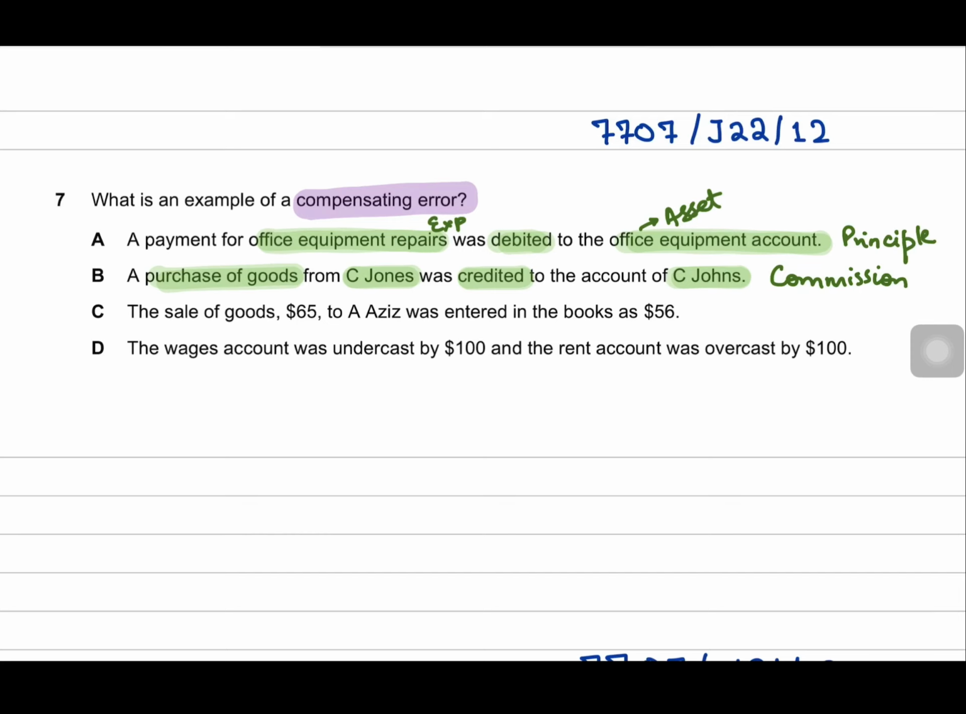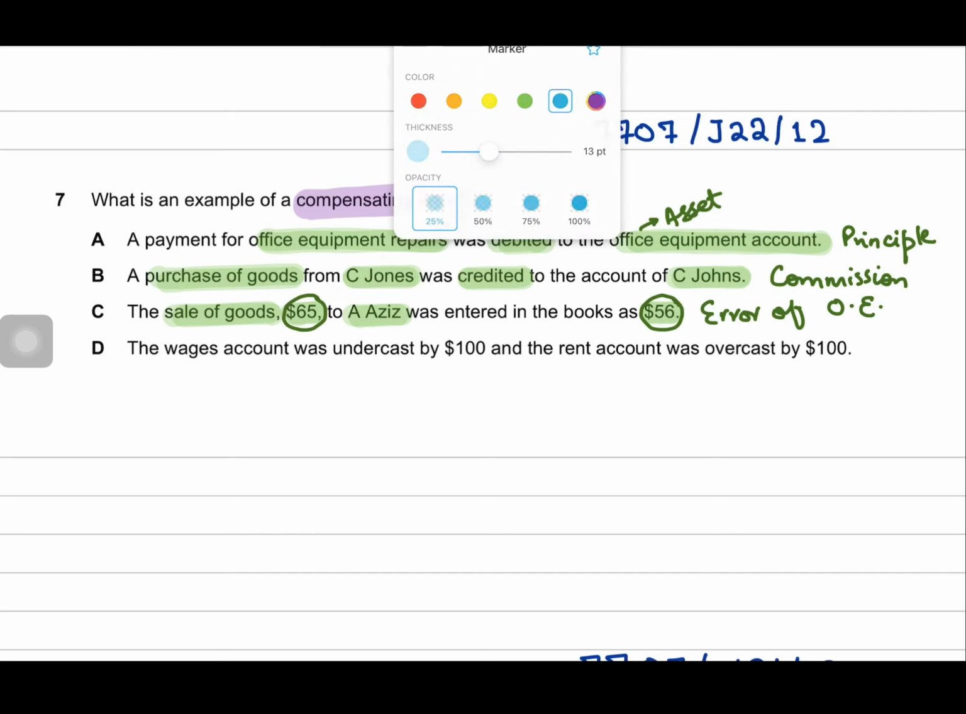Let's move to option C. Option C says the sale of goods of $65 to A Aziz was entered in the books as $56, right? So the original value of the transaction was 65, however it was recorded in the books as $56. So a problem in the digits. This is also called a transposition error, as the actual amount was 65, however it was recorded as 56. So what type of error will this be? If this is recorded like this in the sales day book, this will be called error of original entry, when the amount recorded in the T accounts or in the day book is wrong, right? This is also not correct. This means that option D might be right. So let's read option D as well.